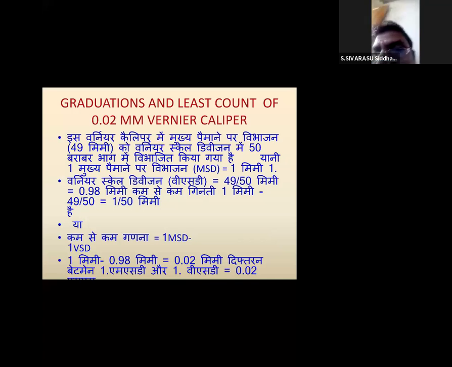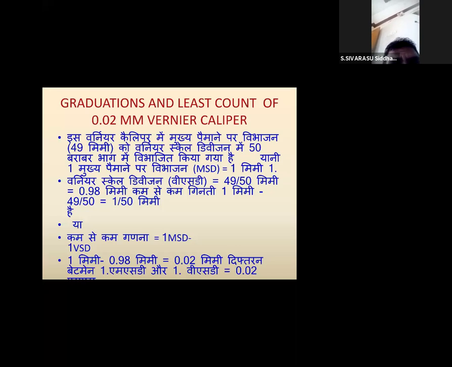First we will see this. One main scale division value is 1 mm. We don't know the value of one vernier scale division. Here I told you that 49 main scale divisions, that is a 49 mm distance, are divided into 50 equal parts in the vernier scale division. So one main scale division value is 1 mm.